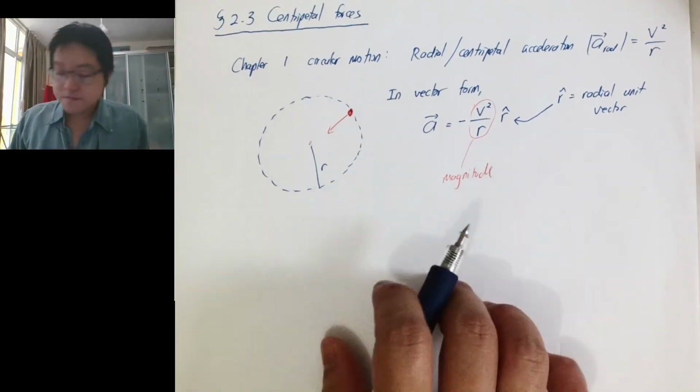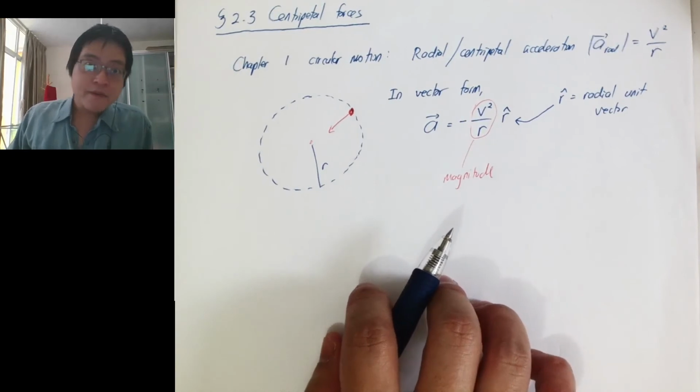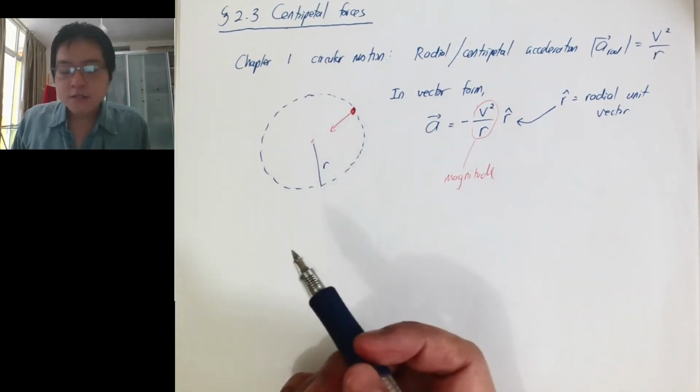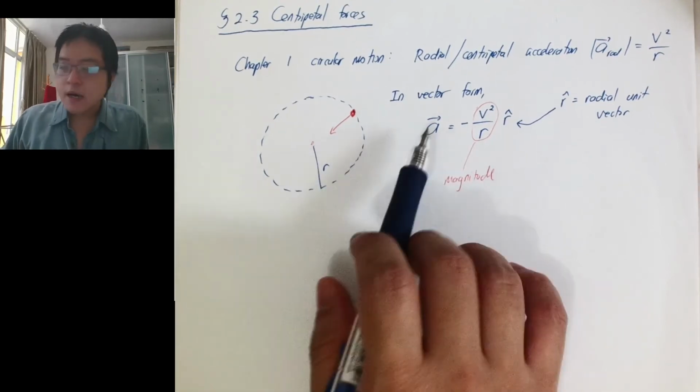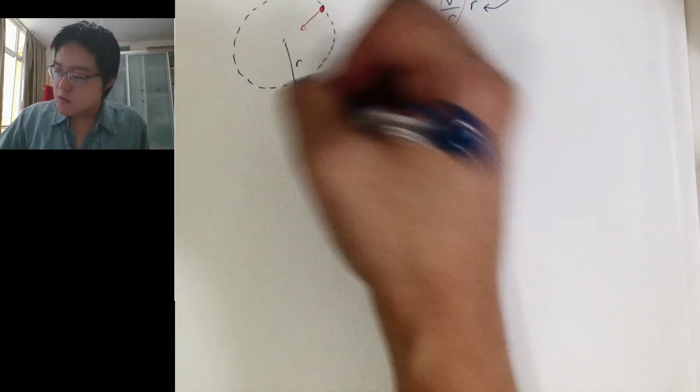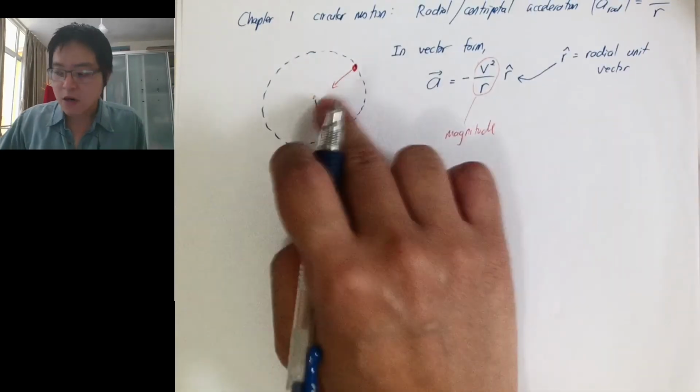But we have learned chapter 2 also, right? In chapter 2, the main thing that we learned is Newton's law. So Newton's law, F equals ma. That means acceleration must be caused by some force. So now we want to talk about this force that causes a circular motion.